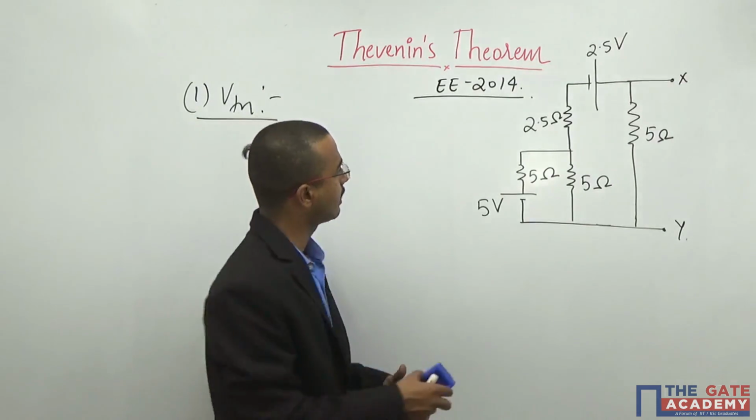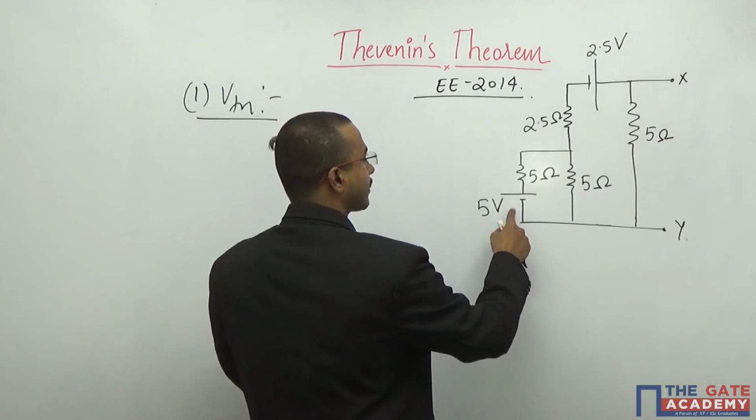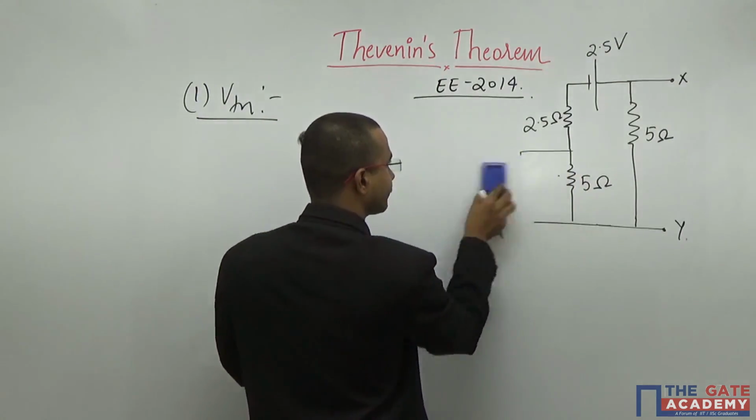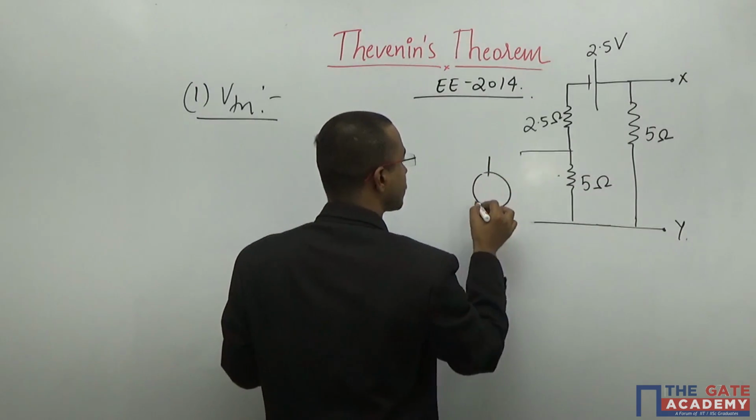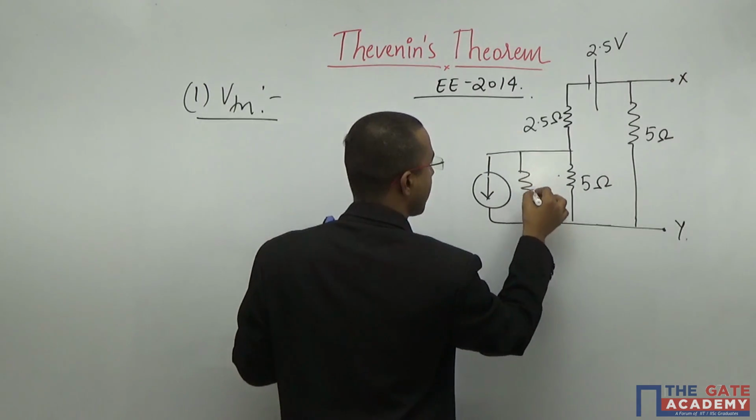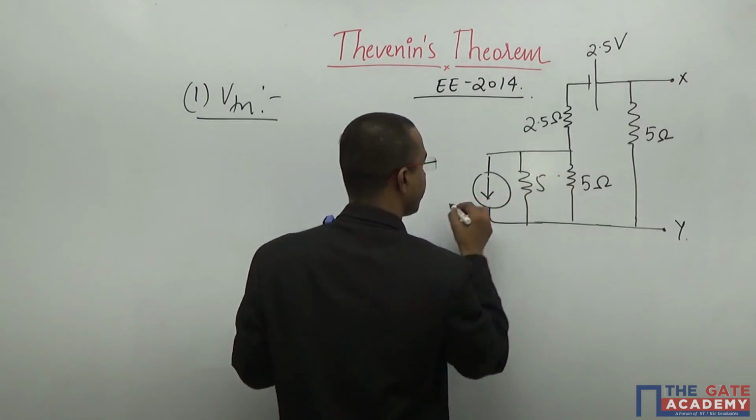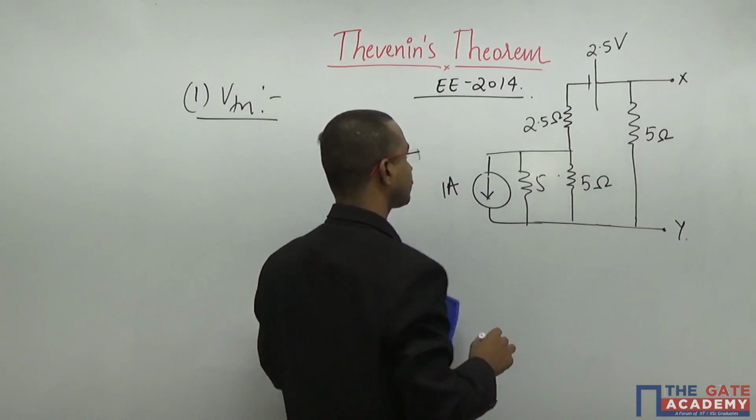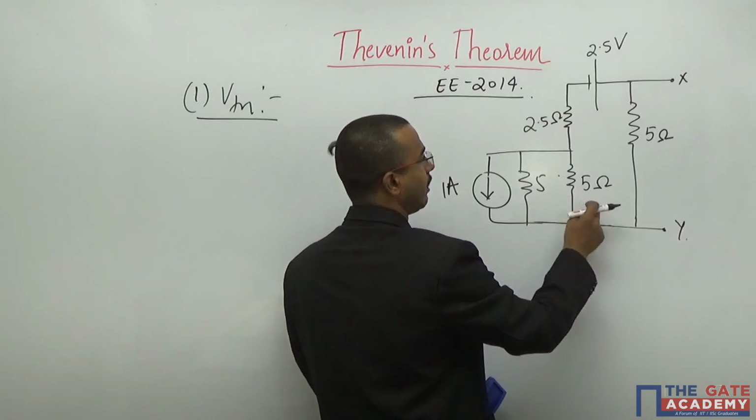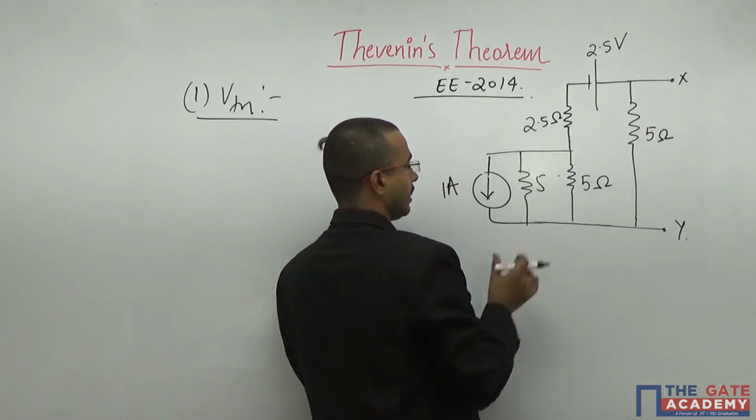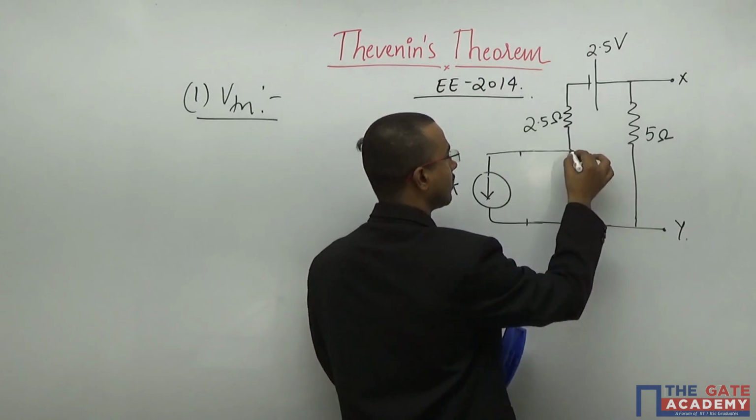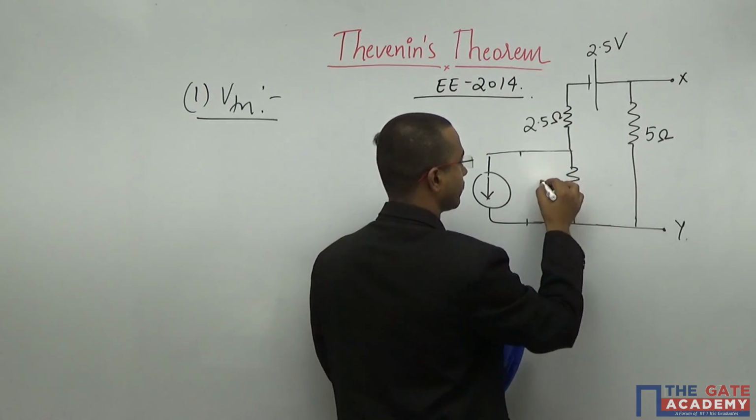I will apply it here first. As you apply the source transformation here, 5 and 5, you will get something like this. One current source will be like this: 5 by 5, that means here you will get 5 and here 1 ampere. And here 5 and 5 are in parallel, so you have the freedom to replace this. The parallel of 5 and 5 gives 2.5.